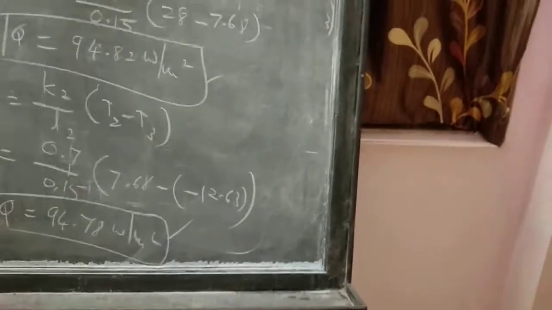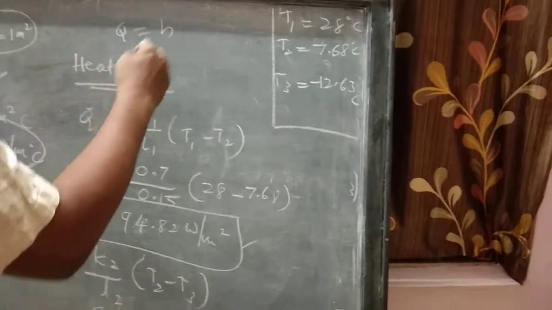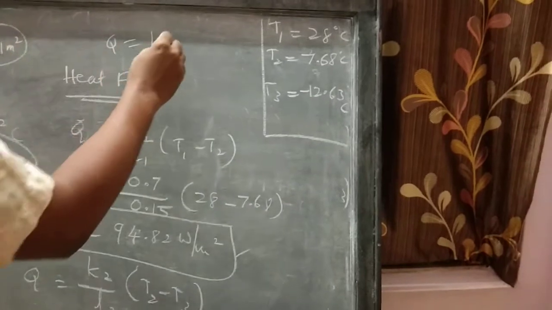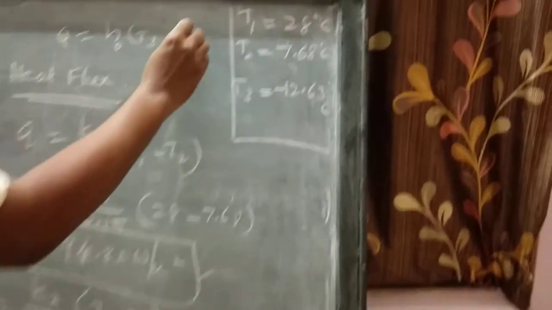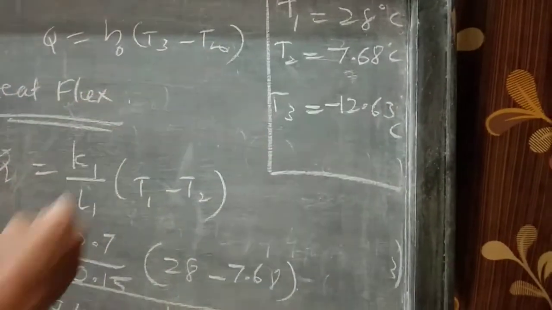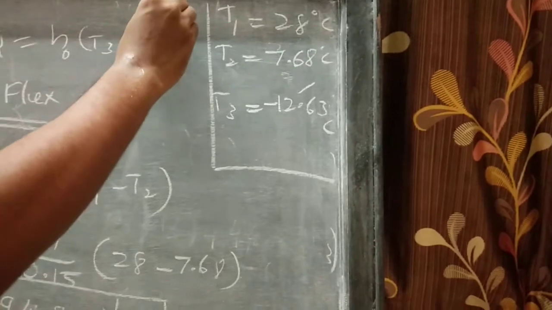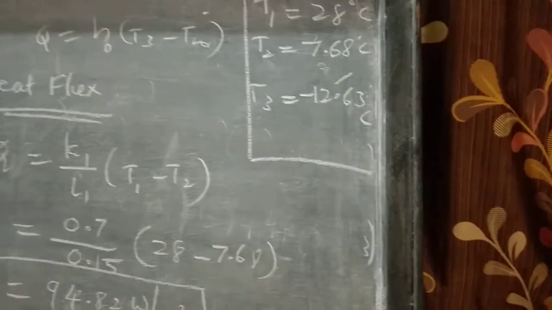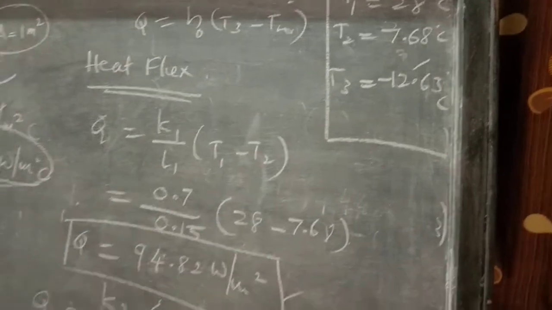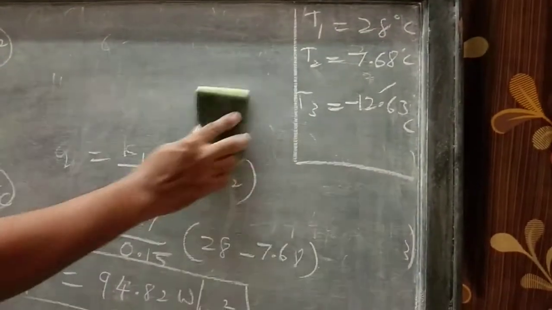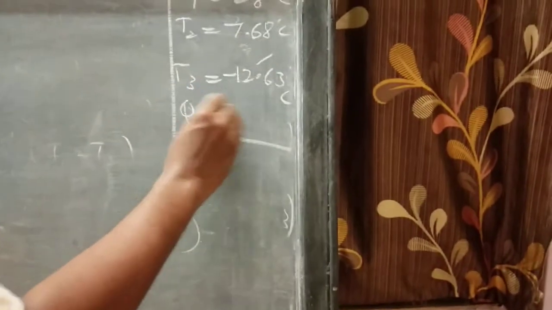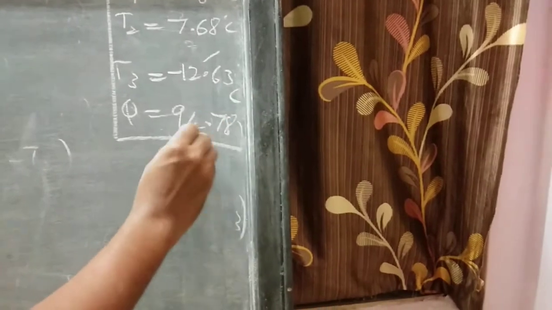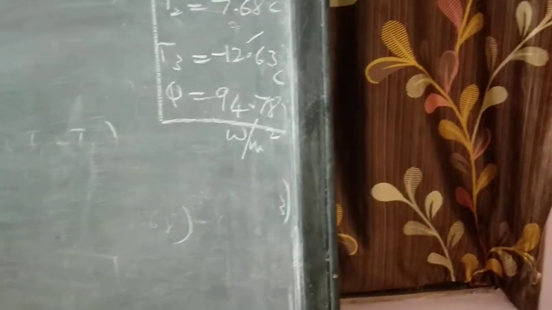And also if you calculate further, h dT, that is h0 into T3 minus T infinity. T3 is minus 12.63 minus of minus 15, into h0 which is 40. If you calculate, you will get the same 94.78. Okay, now the heat flux value we got is 94.78 watt per meter square. Now we will solve this analytically.